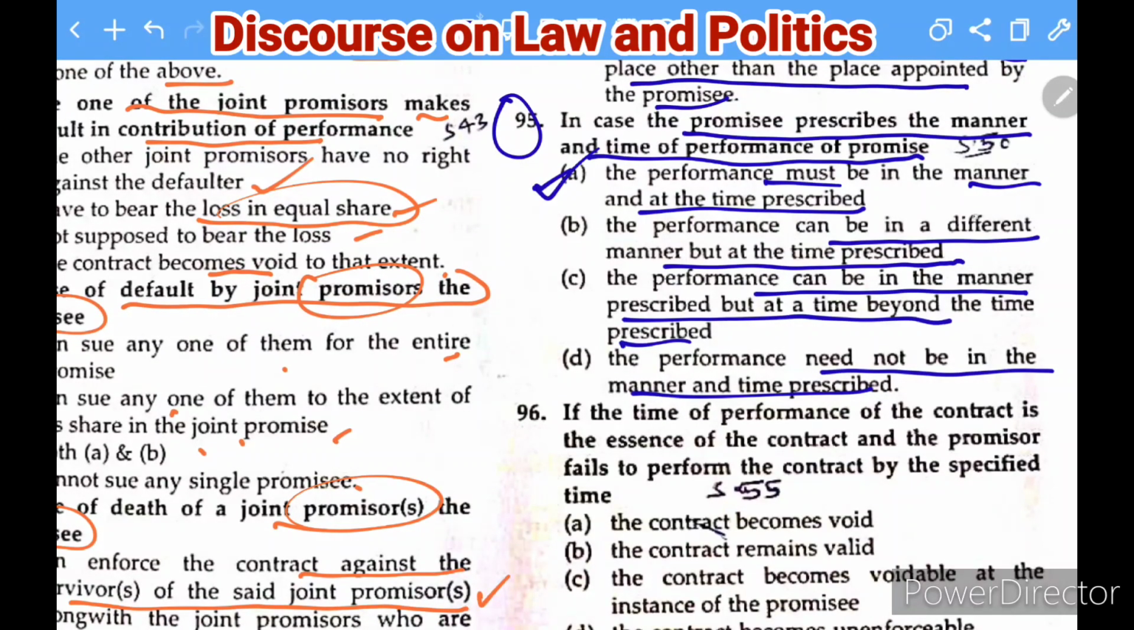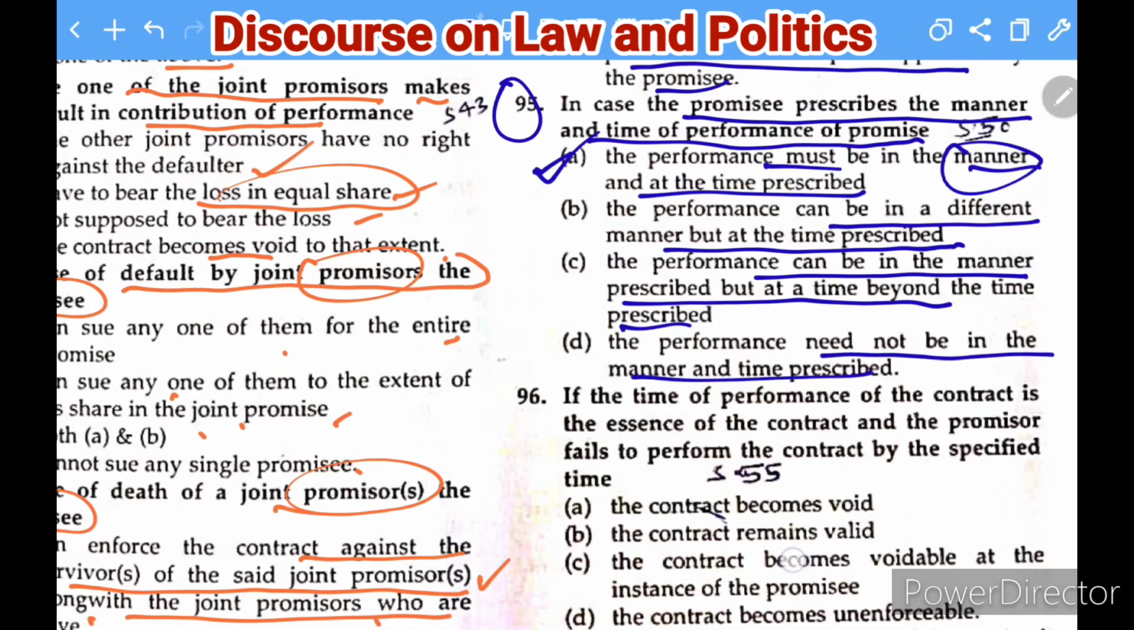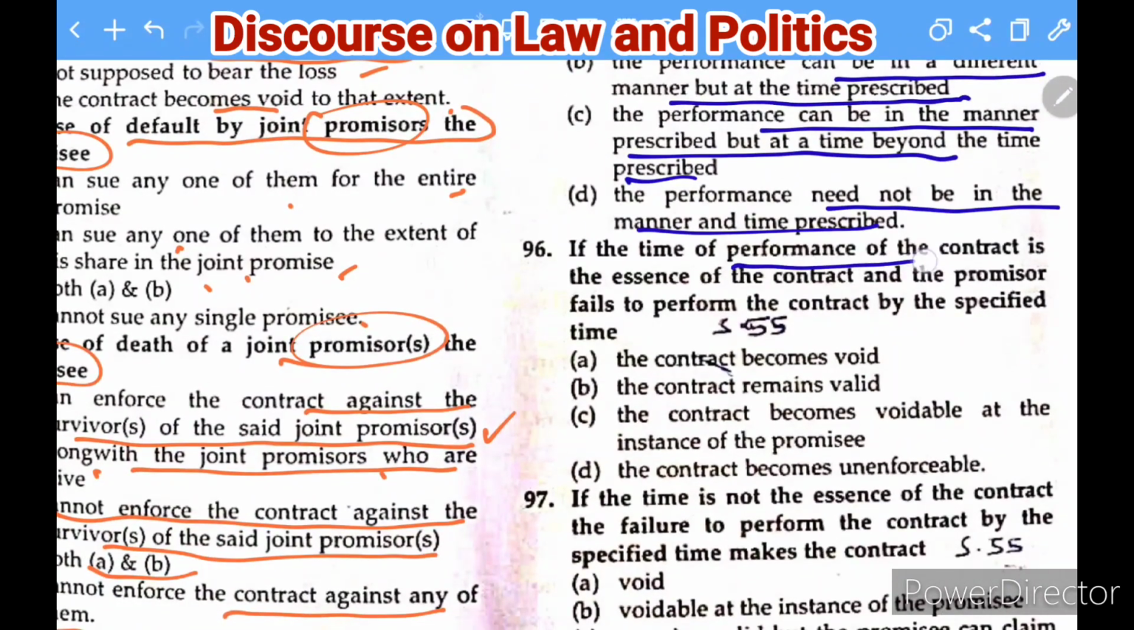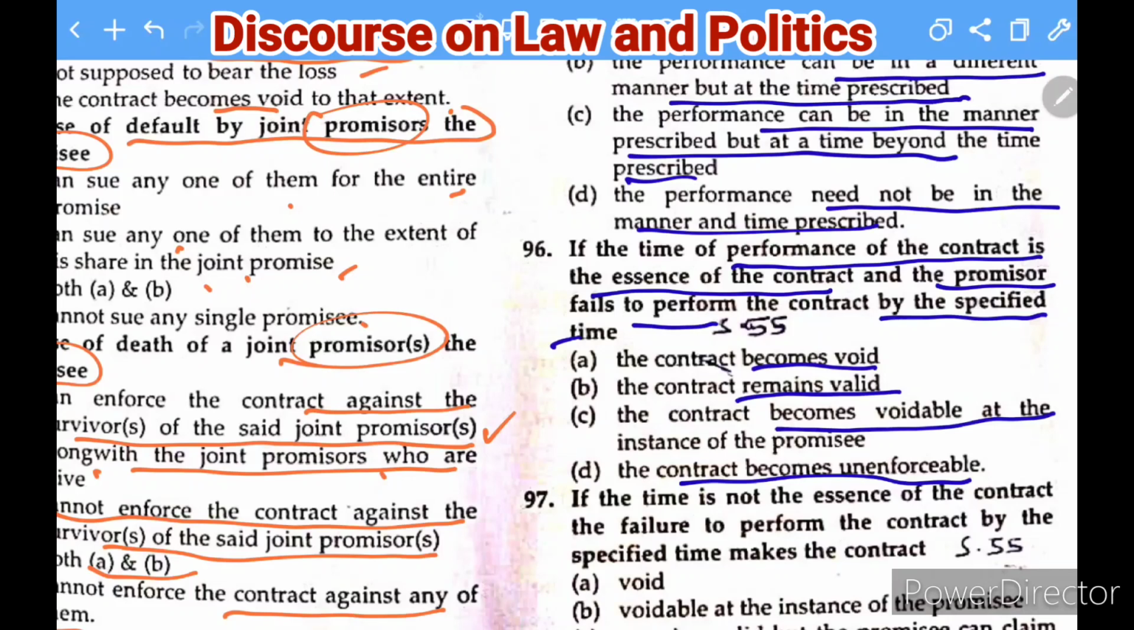He has to perform in the manner and the time that has been given. If the time of performance of contract is the essence of contract and the promisor fails to perform the contract by the specified time, then in that case what will happen? The contract becomes void, the contract remains valid, the contract becomes voidable at the instance of the promisee, the contract becomes enforceable. So just give your answer through comment and chat box.